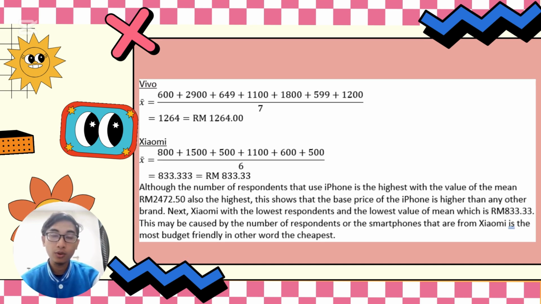For our next brand, Vivo, we got a mean of 1,264 ringgit. And lastly, Xiaomi, with 833 ringgit and 33 cents. The number of respondents that use iPhone is the highest, and the value of the mean is also the highest, with 2,472 ringgit and 50 cents. This shows that the base price of the iPhone is higher than any other brand. Next, Xiaomi, with the lowest number of respondents and the lowest mean, which is 833 ringgit and 33 cents. This may be caused by the number of respondents that use that smartphone being the lowest, or maybe the smartphone from Xiaomi is the most budget friendly, in other words, the cheapest.